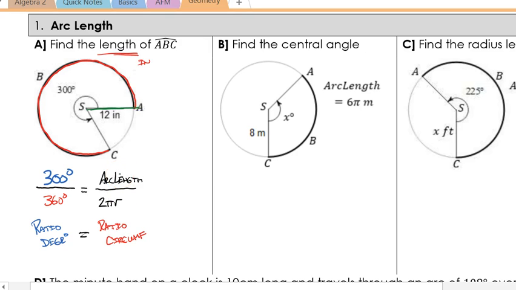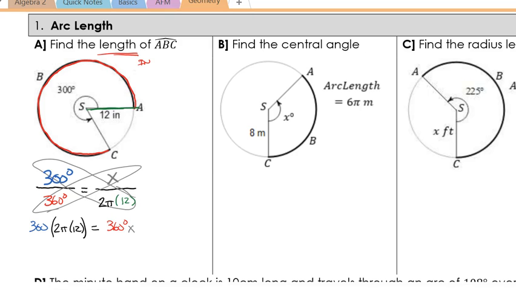So I'm going to go ahead and erase this right there. And that we're going to plug in as a 12. And since we're trying to find the arc length here, that means I'll substitute an unknown variable here of x. That's what we're going to go ahead and figure out. Well, this is a proportion. We know how to solve proportions. We just simply cross multiply, giving us 300 times 2 pi times 12 is equal to 360 times x. We'll divide both sides by 360.